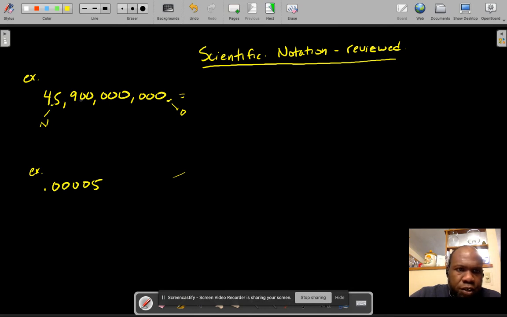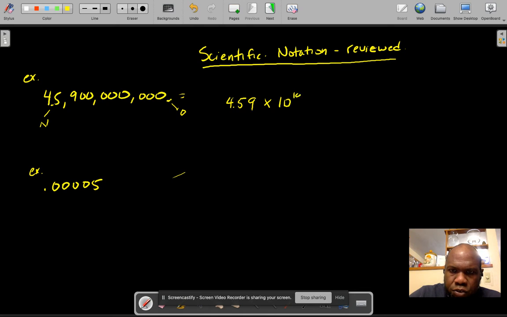So it's 1, 2, 3, 4, 5, 6, 7, 8, 9, 10. So there's 10 spaces. That means I'm going to put the exponent of 10 with the base of 10. So it's going to look like this: 4.5, 9, because we could use all the numbers. And we're going to say that's times 10 to the power of 10.